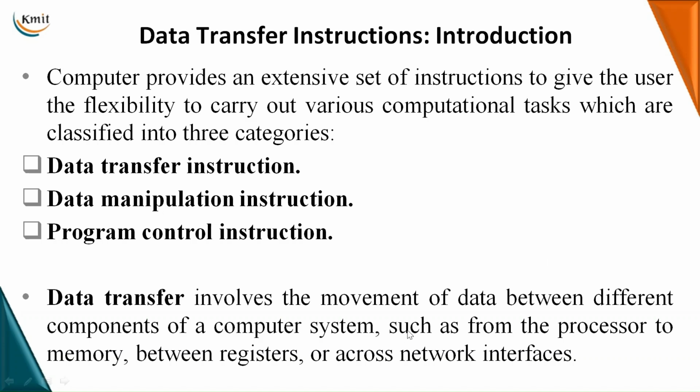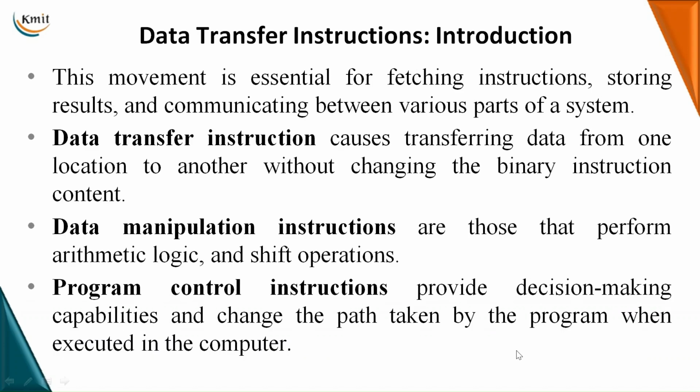Data transfer involves the movement of data between different components of the computer system, such as from the processor to the memory, or between the registers, or across the network interfaces. This movement of data is essential to fetch the instruction from the memory, to store the result back into the memory location, and also to communicate with various parts of the system. The transferring of information is very important in the communication system.